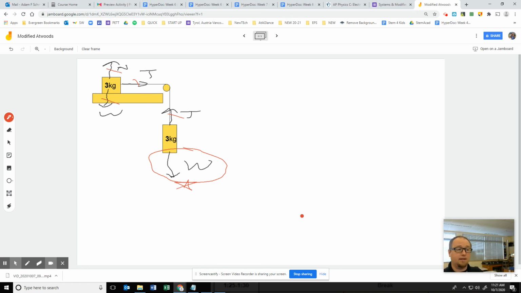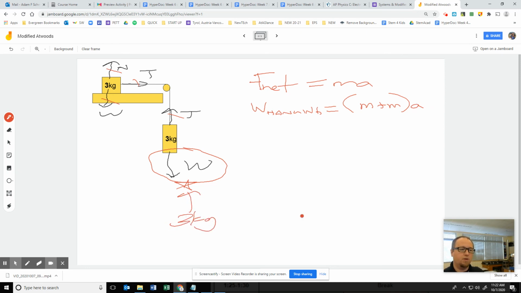So let's set it up. We've got F net equals MA, not for the individual, but for the system. So the net force for the system is the weight of the hanging mass. And then the mass that gets accelerated is both of them. So the hanging weight, well, if it's 3 kilograms, its weight force is mg, which is 3 times 9.8.